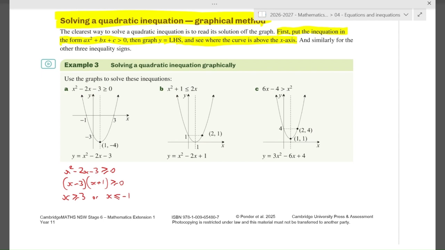Okay. All right, next one. We've got x squared plus 1 is less than or equal to 2x. What they've done is rearrange that. They've subtracted 2x from both sides. So you get y equals x squared minus 2x plus 1.